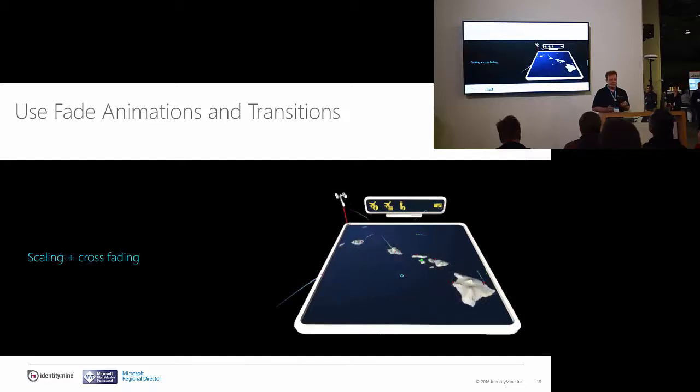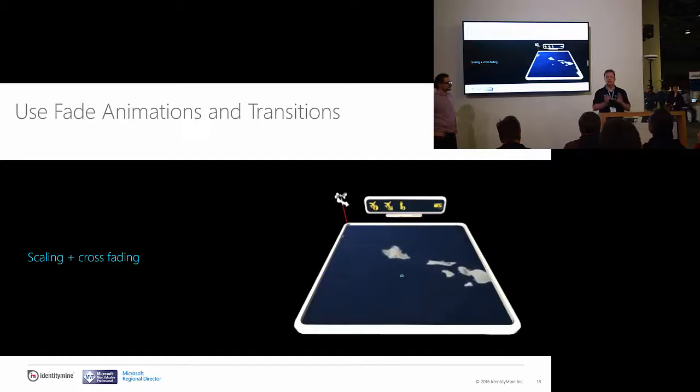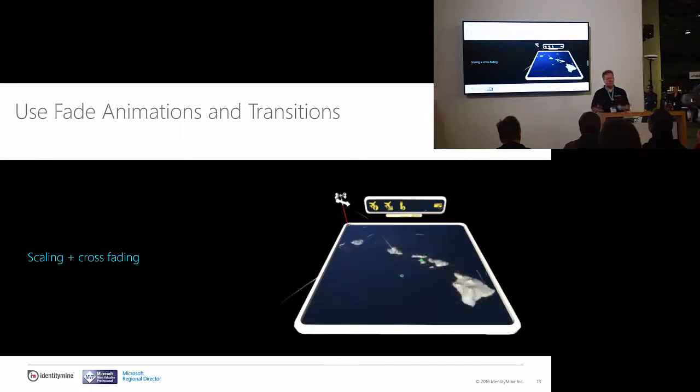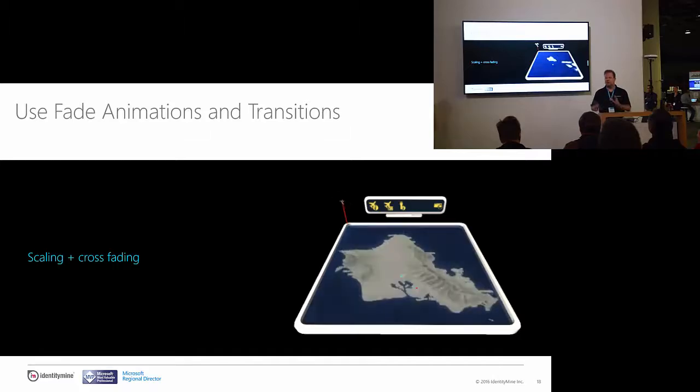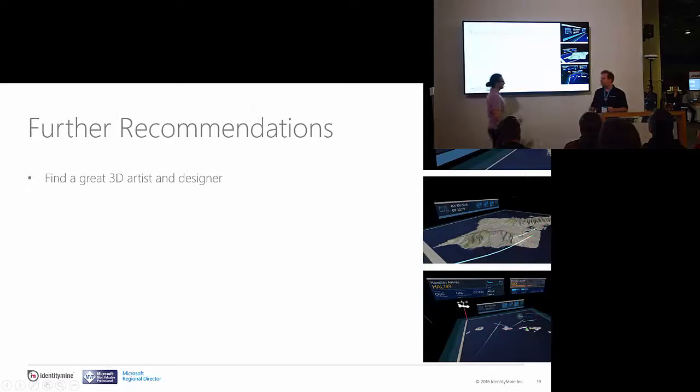So what we do instead is scaling and crossfading. First we scale into the mesh, and then we do the crossfading to the more detailed mesh. Like this, the user doesn't lose the context. So even more important than in 2D, in 3D you really want to leverage those animations and be closer to real life. René, you have additional recommendations, I believe?